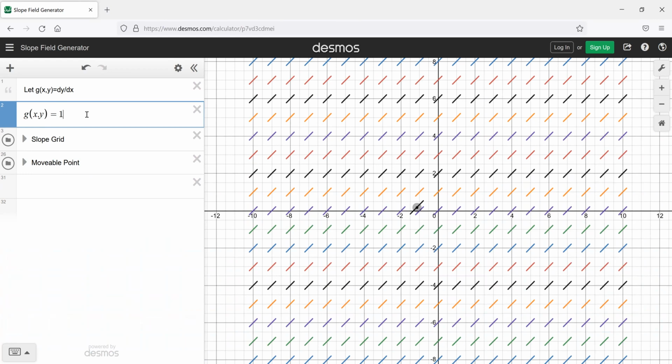dy/dx equals 1. That's what this notation is here. So every ordered pair has a slope of 1. Wherever you were to pick a point, the slope is always 1. Do you kind of see that these lines all have a slope of 1, up 1, over 1? Okay. What is the antiderivative of 1?